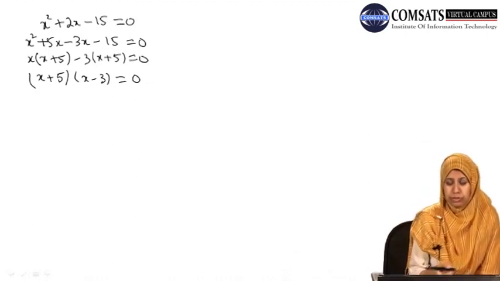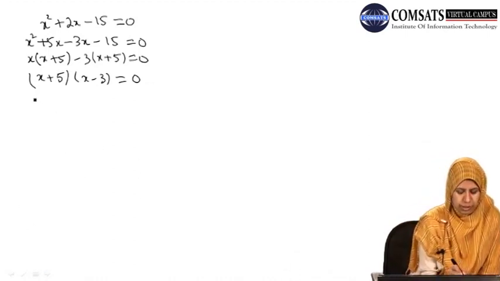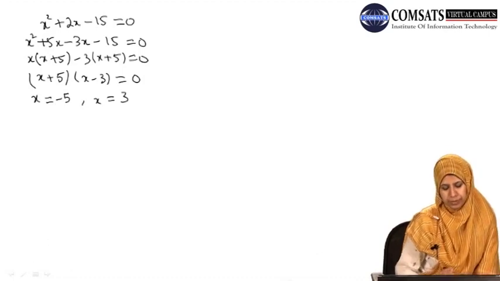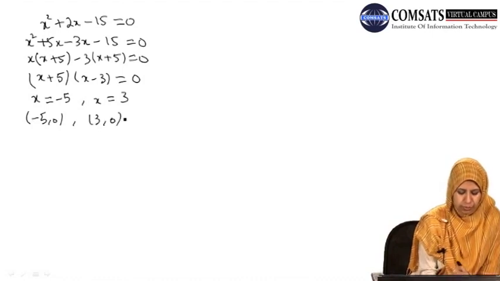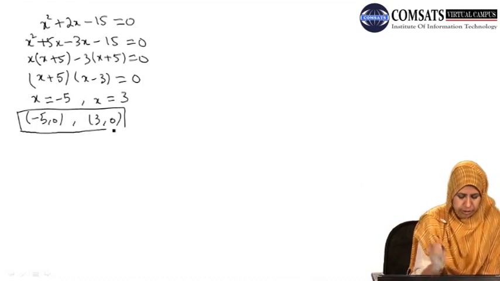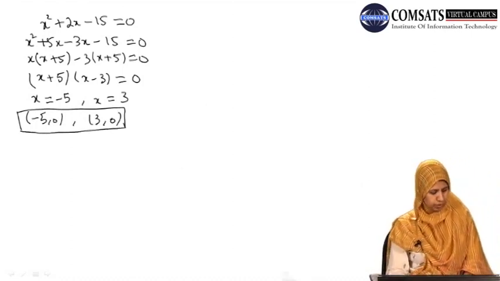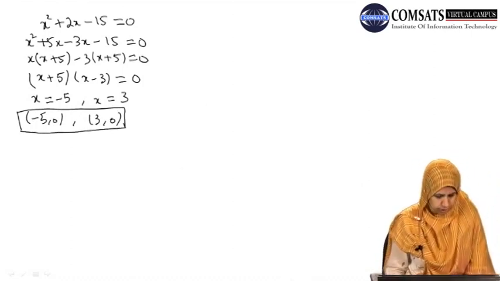So now the product of two terms is equal to 0, which implies x equals minus 5 and x equals 3. So the x-intercepts are (-5, 0) and (3, 0). We'll put it in a box, as this will be needed later.